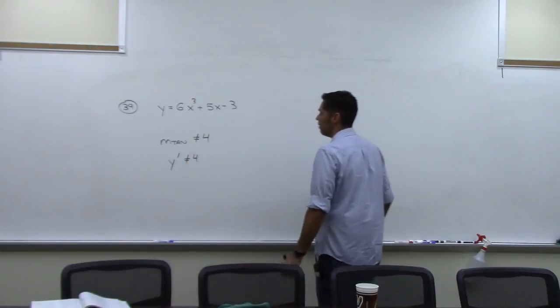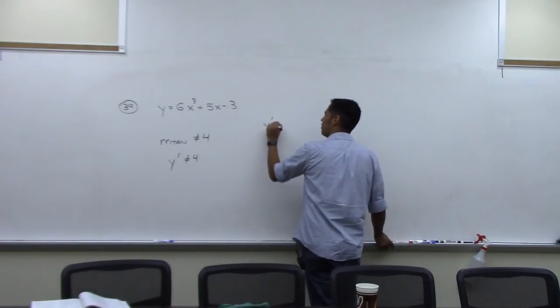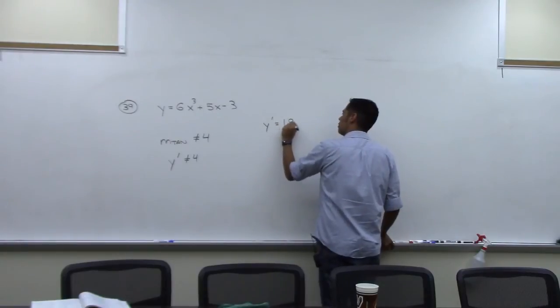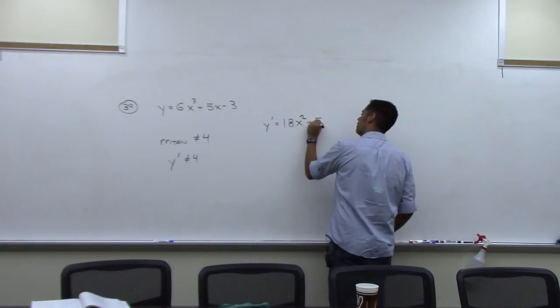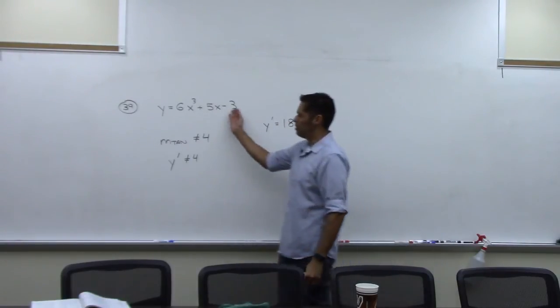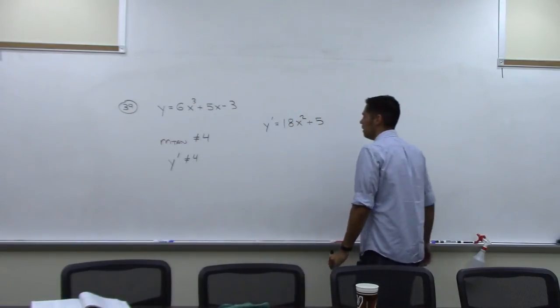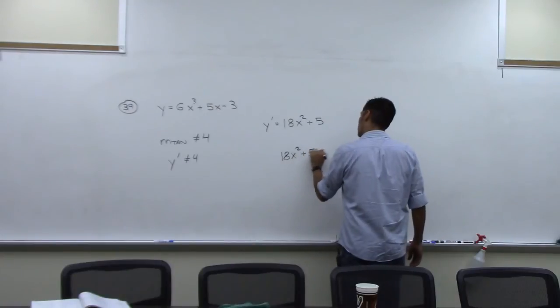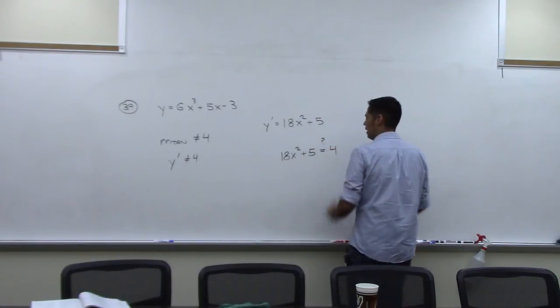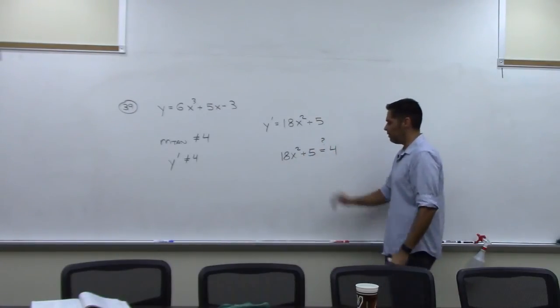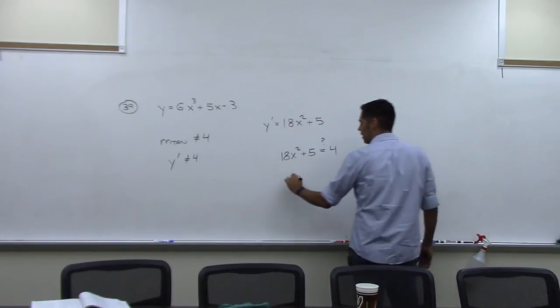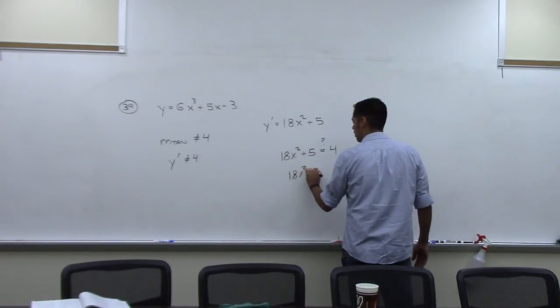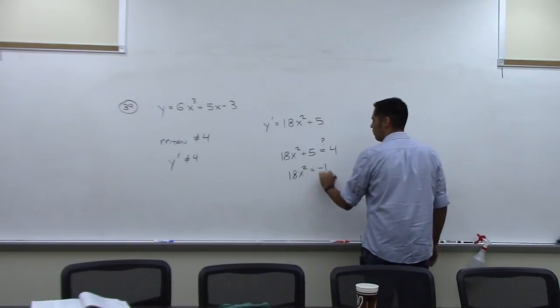So let's take the derivative first. What is the derivative of this function? 18x squared plus 5, all right? That's just a clean derivative. Now, let's try and figure out if this could ever be 4. Question, is it possible for me to plug in an x and get 4? All right, let's start moving things around. So 18x squared, let's subtract 5 from both sides, we get negative 1.